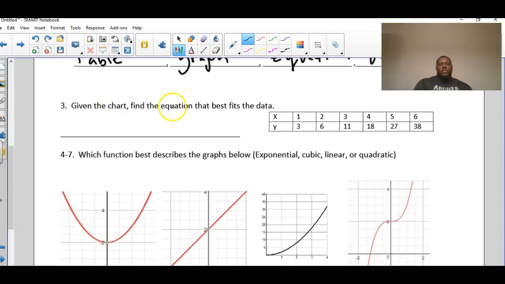All right, let's see here. Given this chart, find an equation that best fit the line. Well, you got X here and Y here. So this is going to be list 1 and this is going to be list 2. So go ahead and plug this into your calculator. Let's go ahead and, just for the sake of reviewing, see if we can find a difference here. 3 to 6, the difference 6 minus 3 is 3. The difference here, 11 minus 6 is going to be 5. 18 minus 11 is going to be 7. 27 minus 18 is 9. 38 minus 27 is going to be 11.